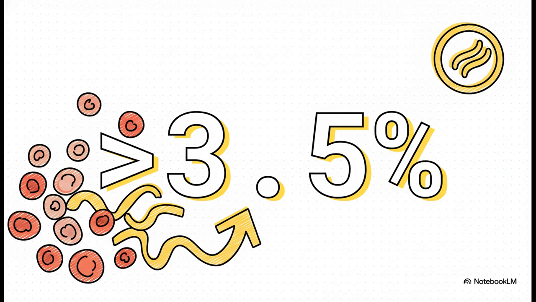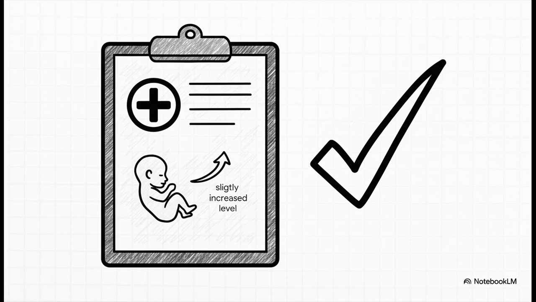And here it is, the number, the one you have to commit to memory. A raised hemoglobin A2 or HbA2 level of over 3.5% is diagnostic. If you see that in a patient with that unexplained microcytosis we talked about, you've got your diagnosis. It's the classic textbook finding. And just to add another piece to the puzzle, you might also notice that the hemoglobin F, the fetal hemoglobin, is either normal or maybe just a little bit elevated. It's just another finding that backs up your diagnosis.